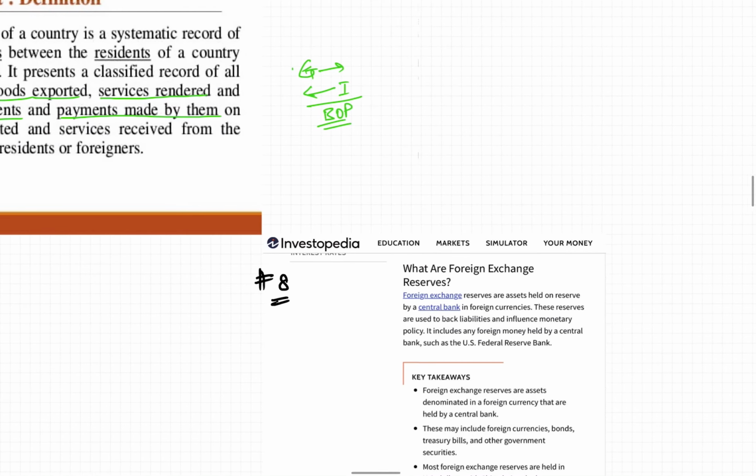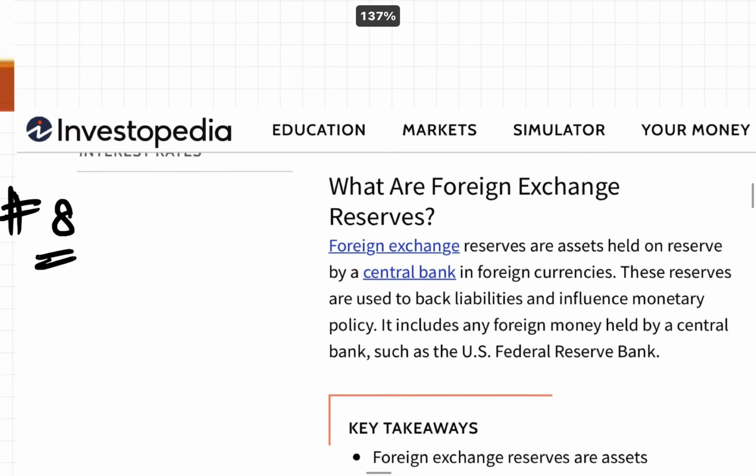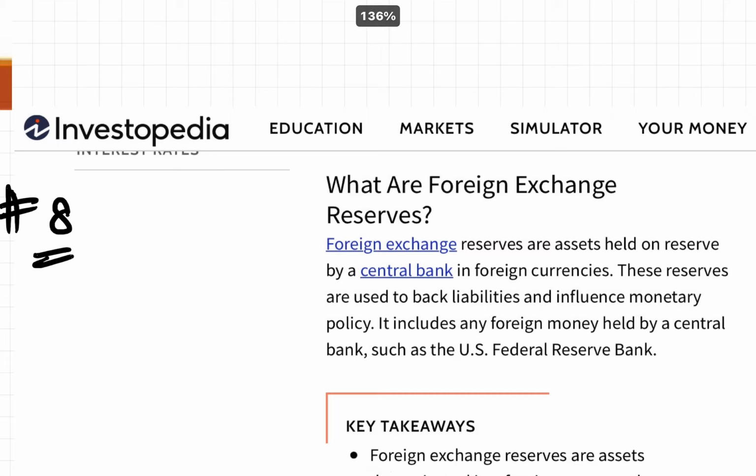Now, one more term that we need to understand. What are foreign exchange reserves? Foreign exchange reserves are assets held on reserve by the central bank. The central bank we are talking about here is the RBI. Right? These are assets that are held as reserve by the central bank in foreign currencies, a more important word, to back liabilities and influence monetary policy, whatever liabilities the government has on its own.